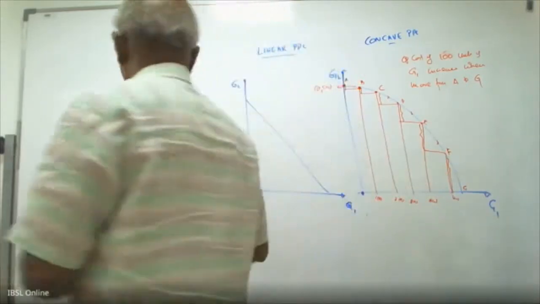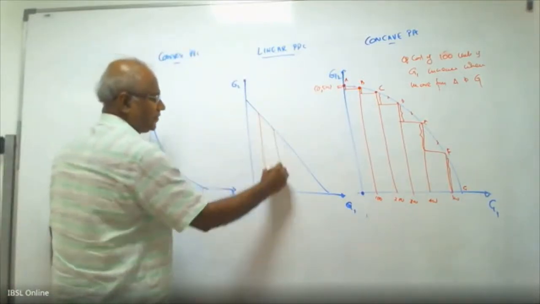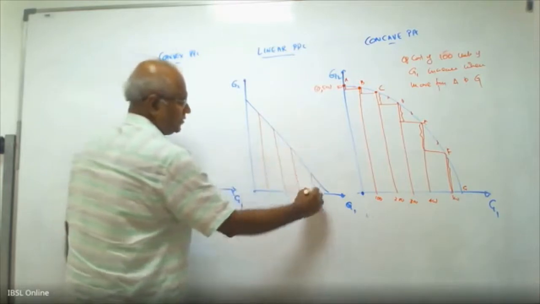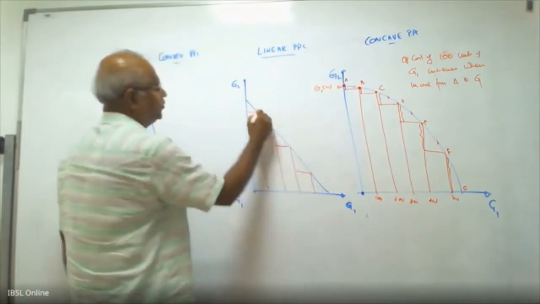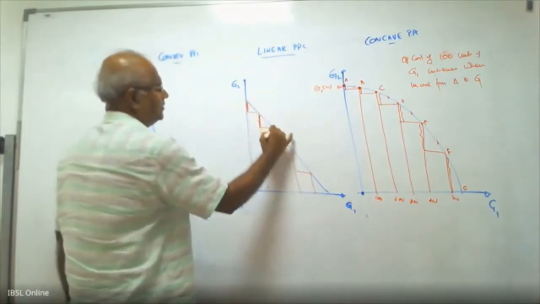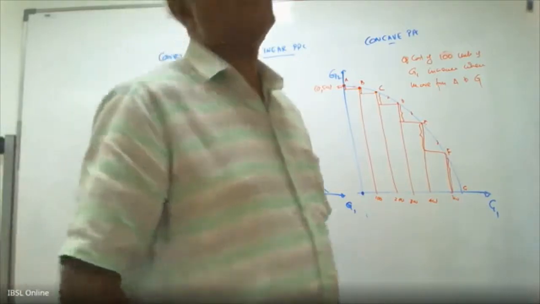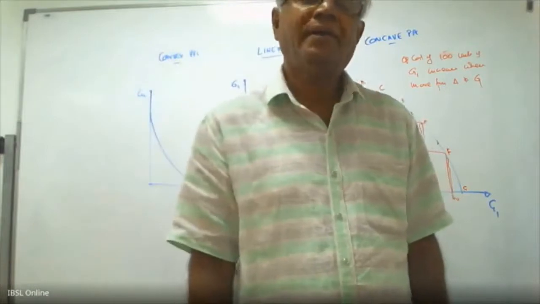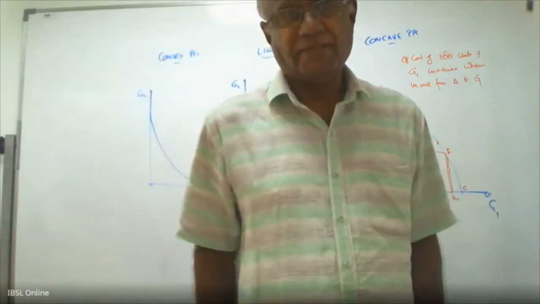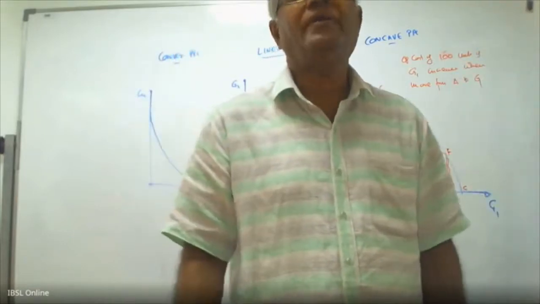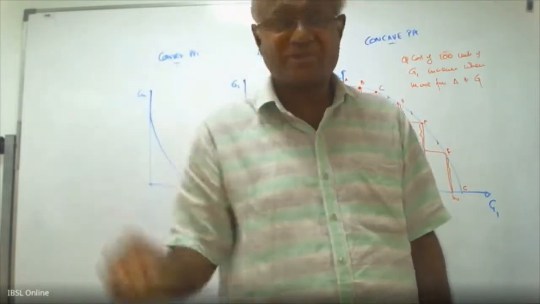Second one, linear. That is interesting. Linear means what? For 100 units, what will happen? You always cut down the same amount of the other good, the same distance. Why? Because it is a straight line. Along a linear production possibility frontier, opportunity cost is constant. Along a concave production possibility frontier, opportunity cost increases, increasing opportunity cost.